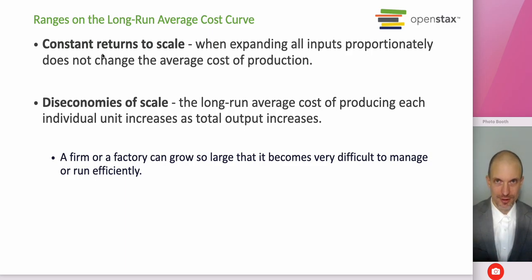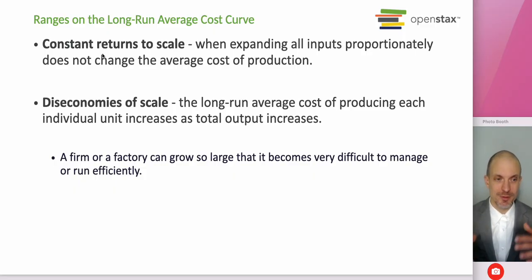Returns to scale refers to how much additional output I get when I, for instance, double the amount of inputs. So if I double the amount of labor and capital and get double the output, I have constant returns to scale. What's missing here is if I double the amount of inputs and I get more than double the amount of output, I have increasing returns to scale, right? So I double the number of workers and I double the number of machines and I get more than double the amount of output. That might sound silly. How could you do that?